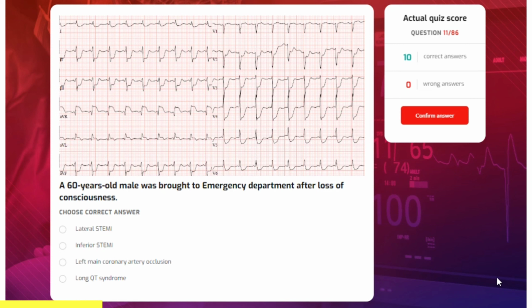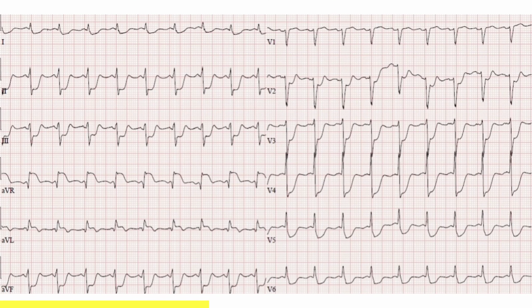Now we have the 11th case here. A 60 years old male brought to the emergency department for the loss of consciousness. We have given the 4 options.